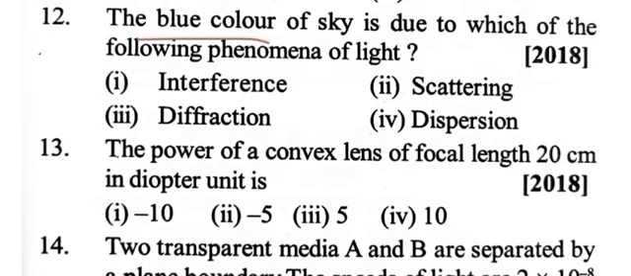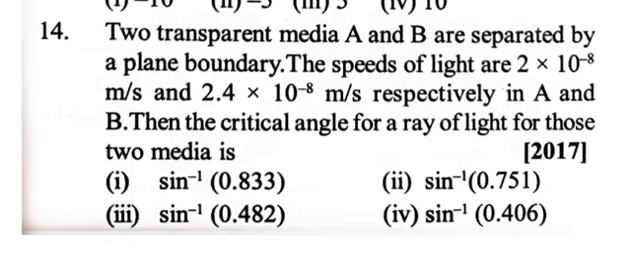Blue color of sky is due to which of the following phenomenon of light scattering? The power of a convex lens of focal length 20 cm in diopter unit is 5 diopter.